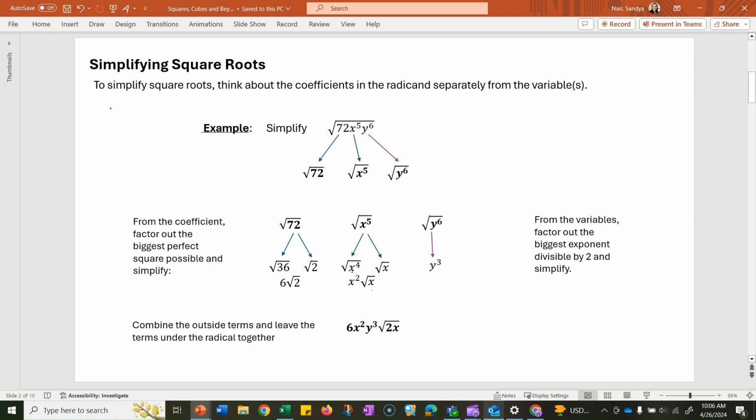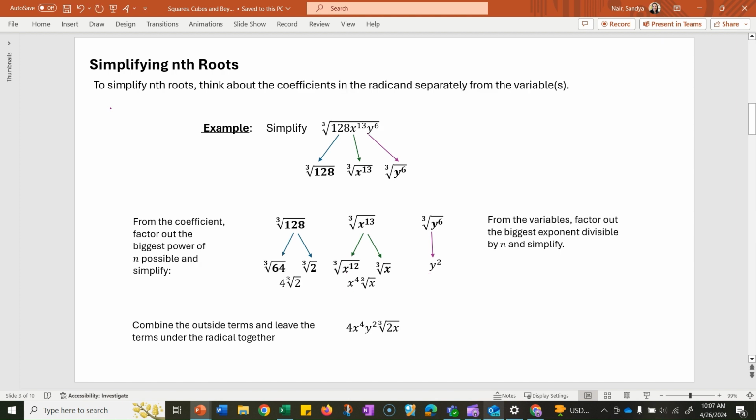Y to the sixth, well, 6 is already an even number, so when we take the square root, we just cut the exponent in half and we have y cubed. Then in the final step, what we do is we gather up all the terms that are on the outside. So we have 6x squared y cubed, and then we leave the square root of 2x under the radical sign.